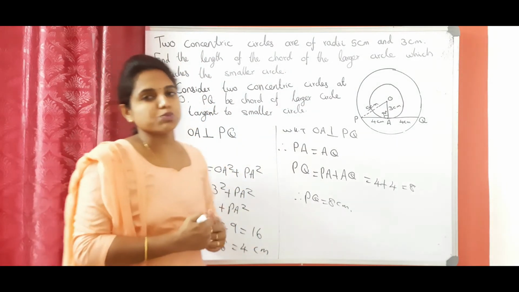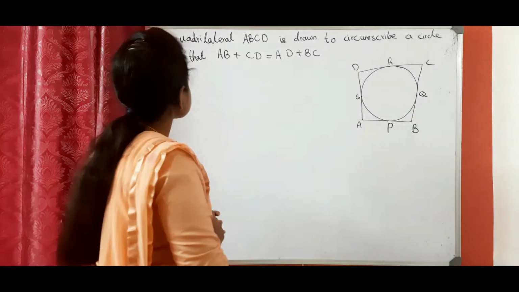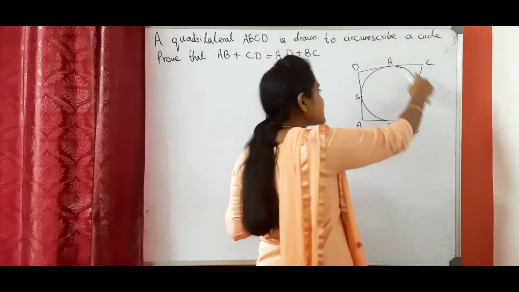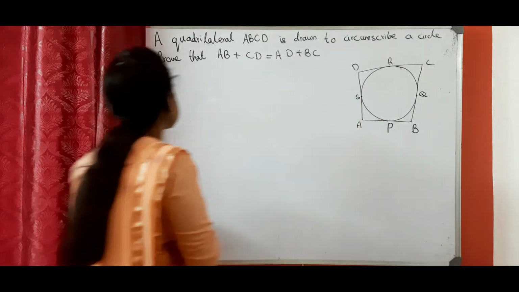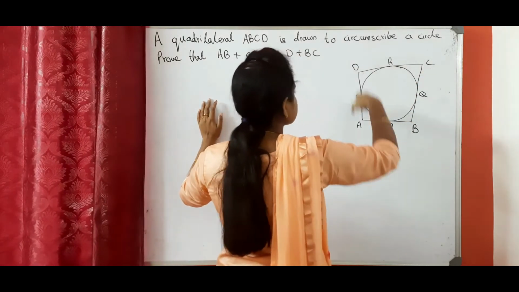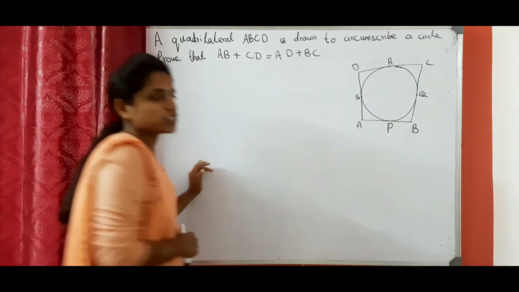Now we can see the next problem. Okay, let's see the next problem. A quadrilateral ABCD is drawn to circumscribe the circle. We have to prove that AB plus CD equal to AD plus BC. We need to prove that.